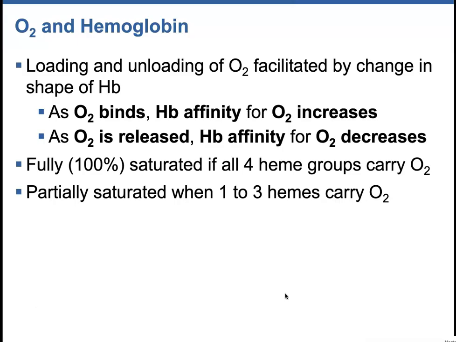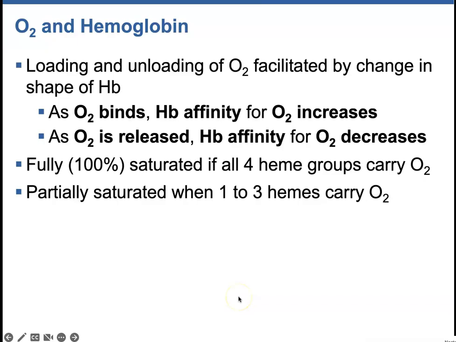What happens has to do with affinity. And what affinity means is how easily the oxygen gets on and off the hemoglobin, and how it is sticking on. Does it come off easily? So what we're looking at when loading and unloading has to do with the shape of that hemoglobin. As oxygen binds, the affinity for the oxygen increases, so it makes it easier for more oxygen to get on. As oxygen is released, it makes it easier for the oxygen to get off. So it's really cool how this works.